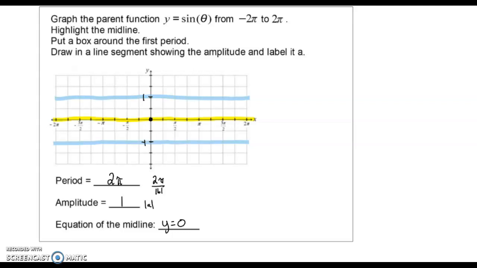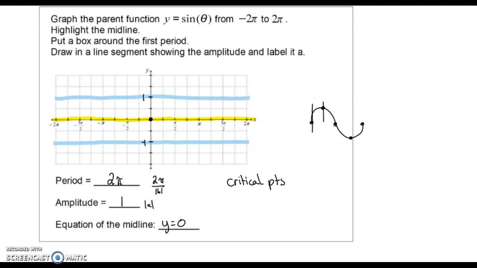So now I also think about the critical points, meaning the max, the min, and the x-intercepts. Remember that a sine graph is going to go like this. That's one period of a sine graph. So it's going to have an x-intercept, a max, another x-intercept, a min, and back to the x-intercept.